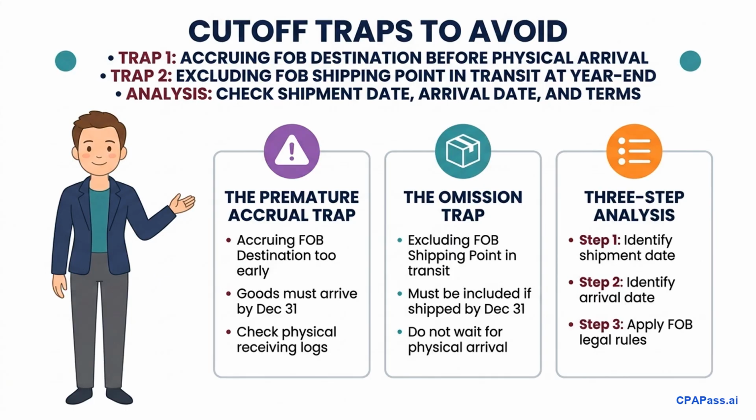Examiners love to set traps with year-end cutoff scenarios. The first trap is recording a liability too early by accruing an FOB destination shipment that hasn't arrived by December 31st. Always verify the physical arrival date. The second trap is excluding an FOB shipping point shipment from year-end payables just because it hasn't reached the warehouse. To solve these, follow a simple three-step process. Identify the shipment date, find the arrival date, and check the shipping terms. If a shipment left the dock FOB shipping point on December 30th and arrived January 3rd, it must be included in your December 31st accounts payable. Master this cutoff to save your score.